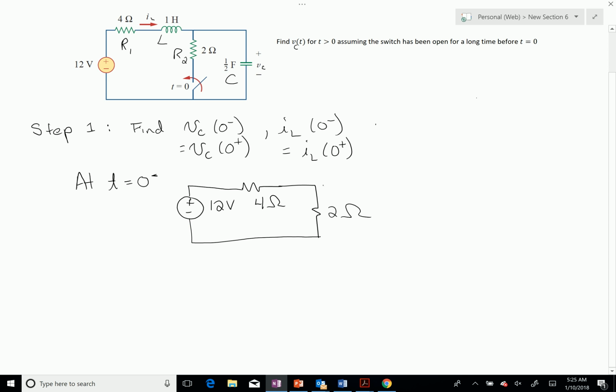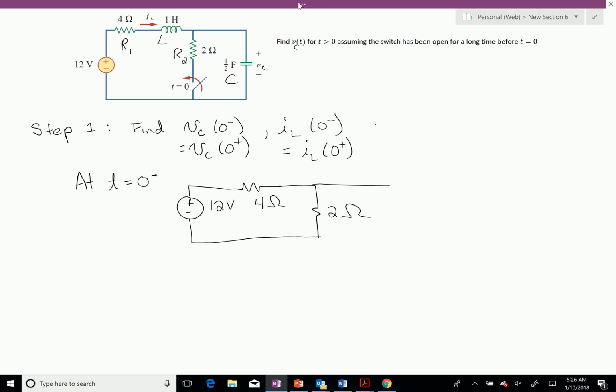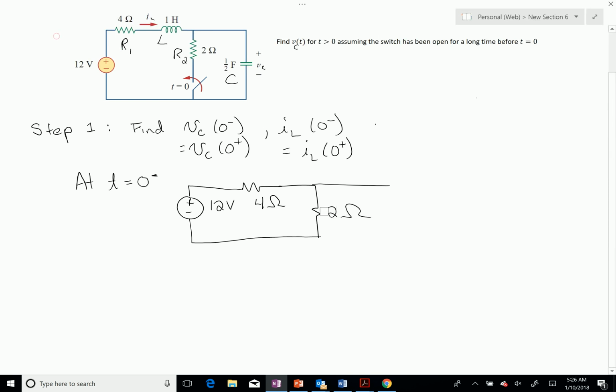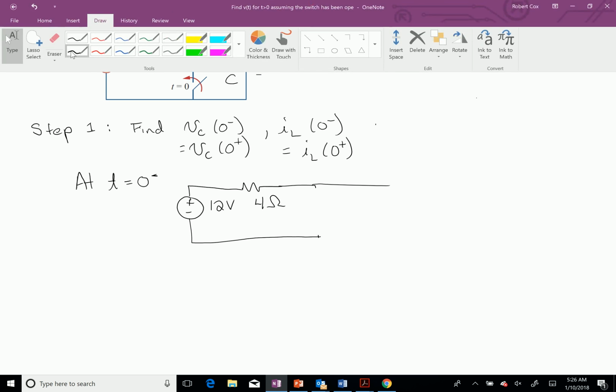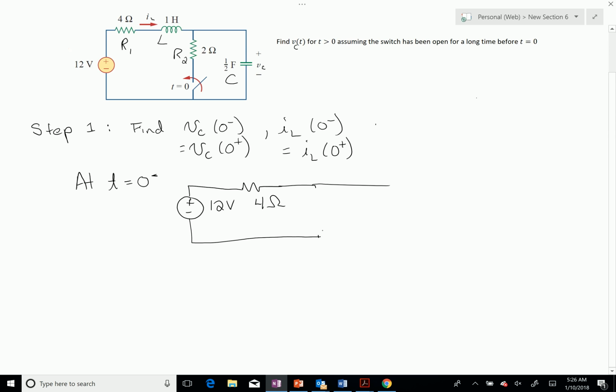Two ohms here. Oops, I'm wrong when I put that 2 ohms in there, because actually that switch was open. So let me get rid of that. All right, and so my circuit actually looks like this, where I'm just looking at the capacitor voltage right there.